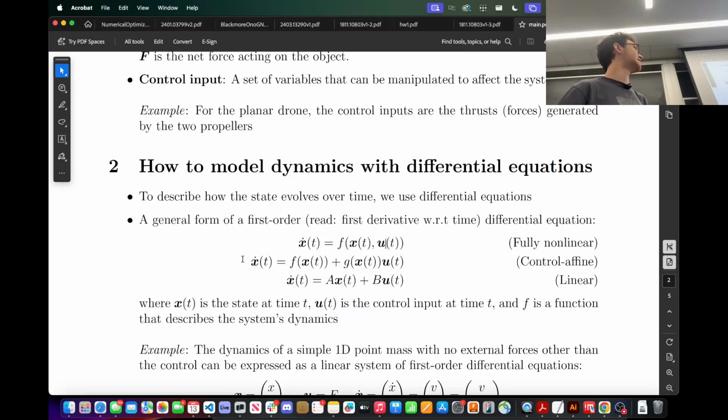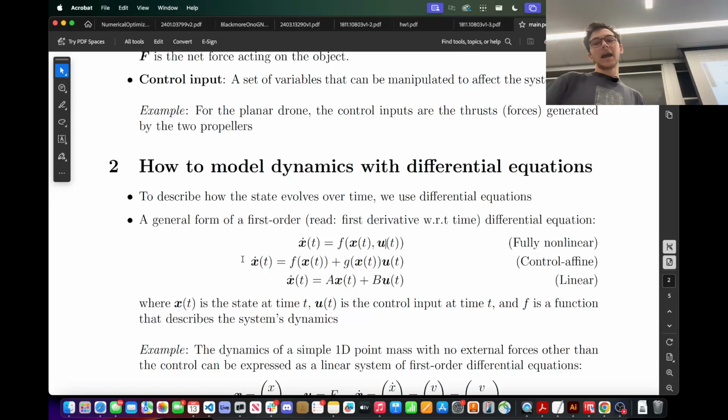Another one is, instead of being fully nonlinear in the state and in the control, I can write x dot equals f of x plus g of x times the control input u. So it's some function, could be nonlinear, of the state, and another function, g of x, times u. Here u only appears linearly if you were to keep x fixed. This second term is linear in u. Does that make sense, everybody?